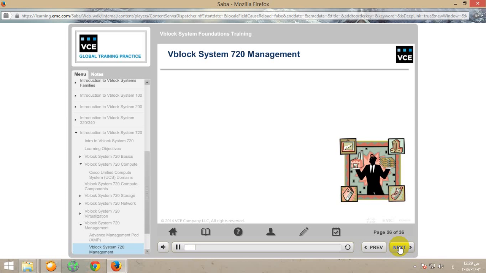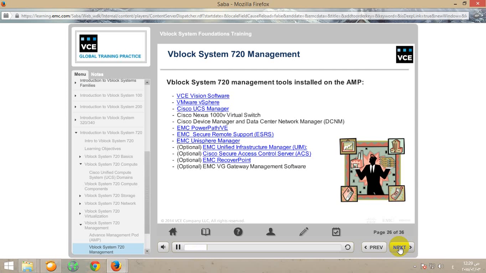As we discussed earlier, a key differentiator to the VCE VBlock system over other cloud appliances and the traditional data center model is the Advanced Management Pod, AMP. The VBlock System 720 has a physical AMP. The management software that is installed on the VBlock System 720 AMP is listed here. Take a moment to review this list and click on any of these links for more information.